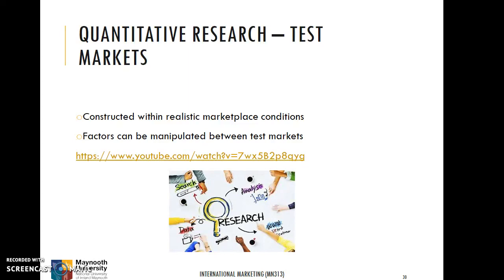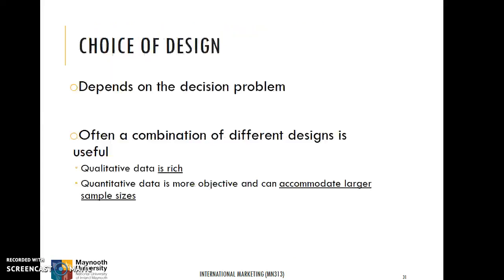I have put up a link here in relation to another example of testing, but it's constructed within realistic marketplace conditions and factors can be manipulated between tests. Again, take a look at this particular example and you can see Wendy's testing a new range of burgers. The choice of design is extremely important and it depends upon the decision that has been set forth right up at step one. Often a combination of different designs is useful.